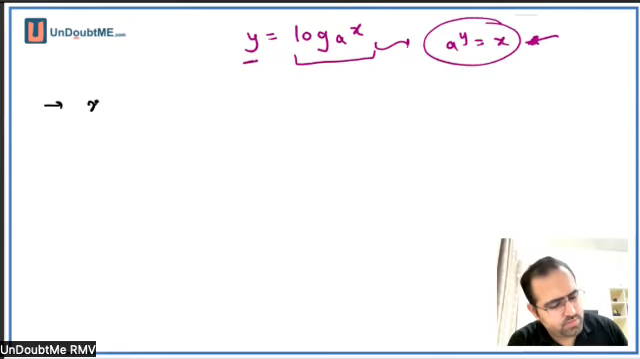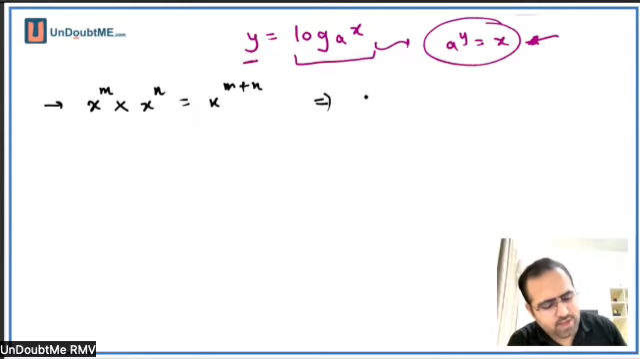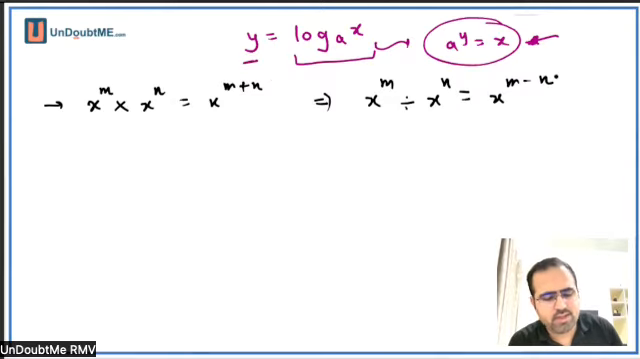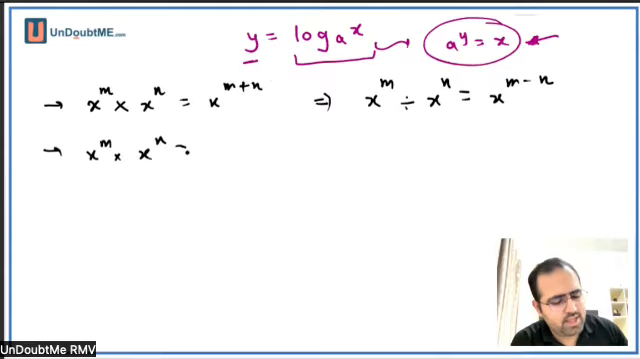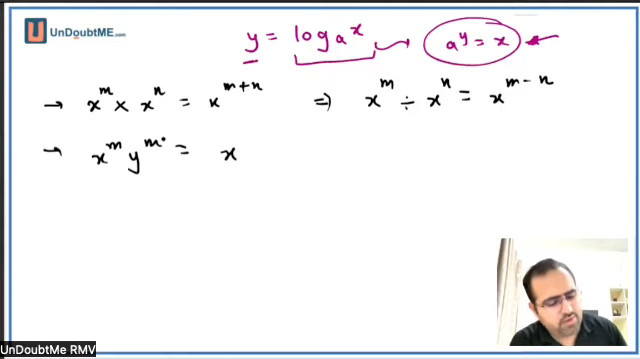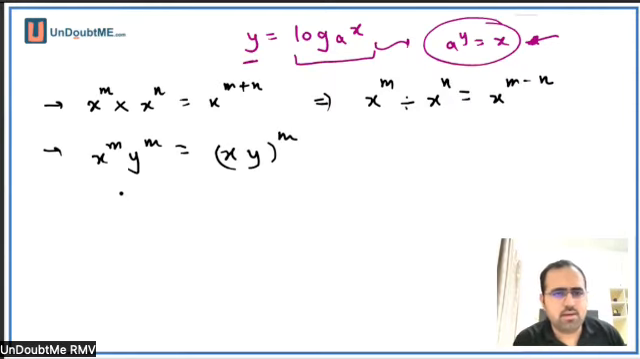So the first law will be x to the power m times x to the power n is x to the power m plus n. Second one will be x to the power m divided by x to the power n is x to the power m minus n. This is just like a revision. If I have x to the power m times y to the power m, then it will be xy to the whole power m. Like we can take it complete power.